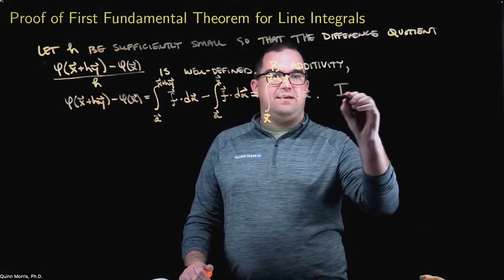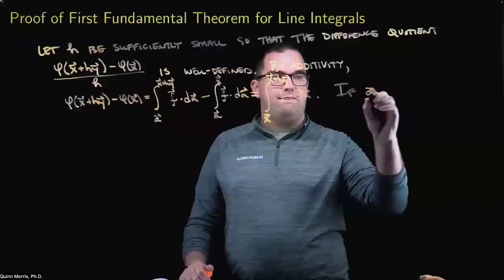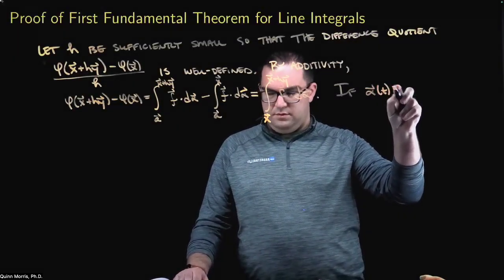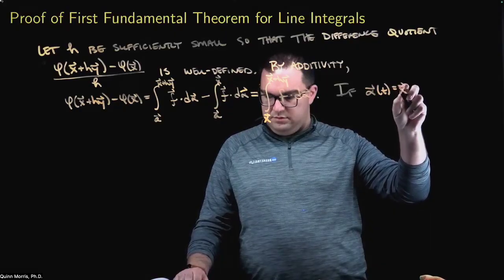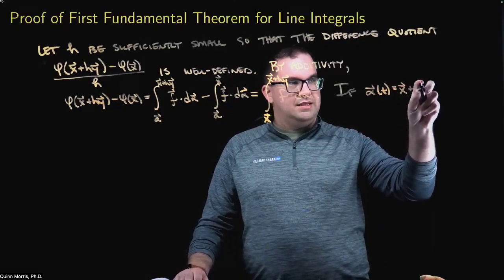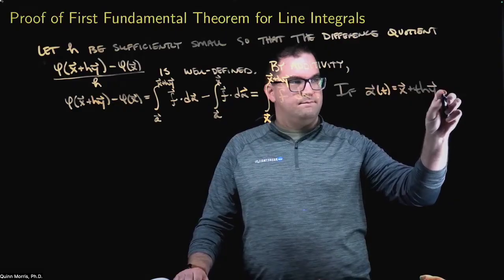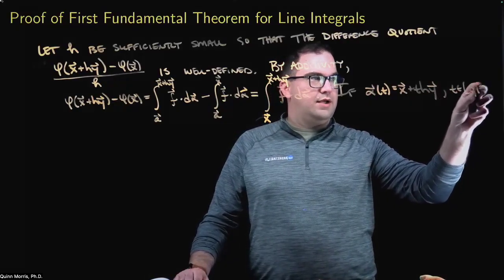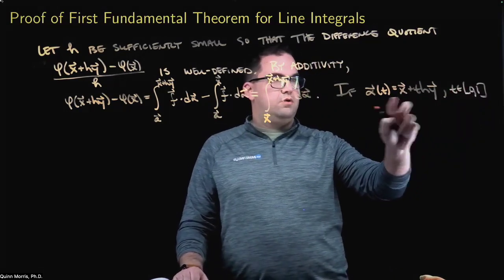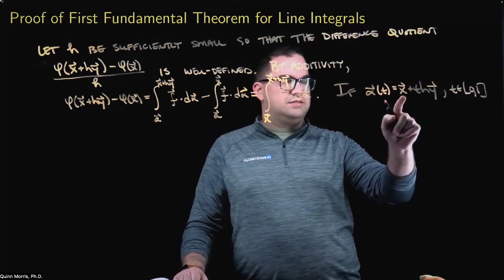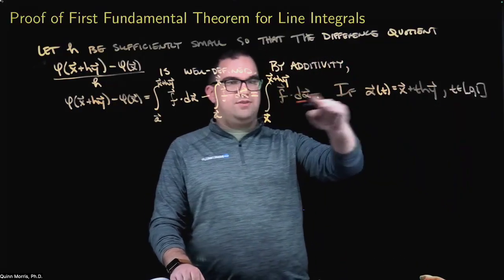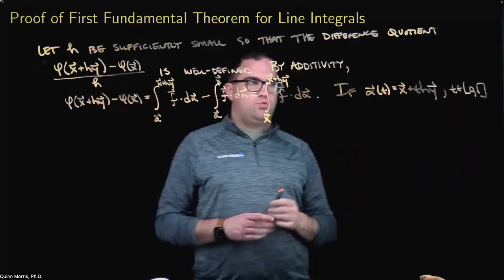So if I take alpha of t to be x plus thy for t in [0, 1]. Notice that when t is 0, that just gives me x. When t is 1, this gives me x plus hy. So this path is going from x to x plus hy.